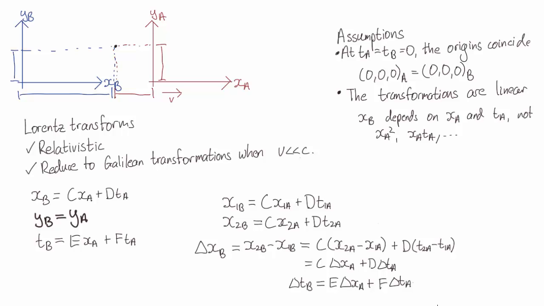So you may ask, why are we assuming linear transformations? Well, for starters, it seems like a good guess. I mean, the Galilean transformations are linear, so maybe the relativistic ones are as well. Also, the fact that distances transform just like points means these transformations aren't making any one point in space special. All that you have to care about are the relative distances between two points.